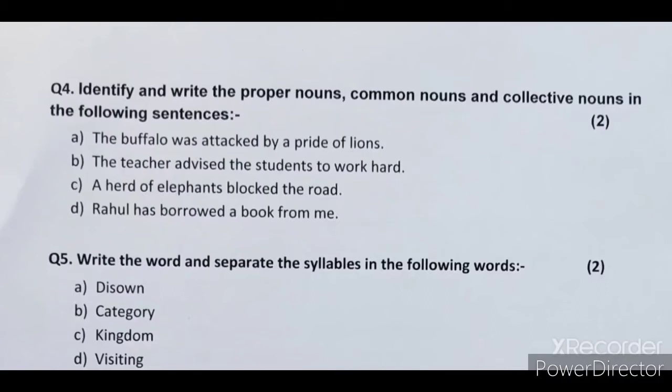Third one, a herd of elephants blocked the road. A herd of elephants is a collective noun. Road is a common noun. Rahul has borrowed a book from me. Rahul is a proper noun. It's a particular name, so we are telling Rahul is a proper noun. A book is a common noun.